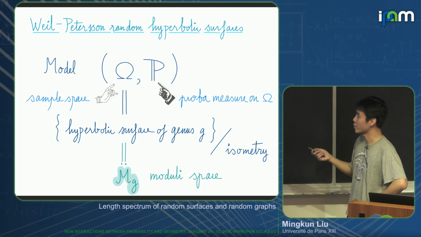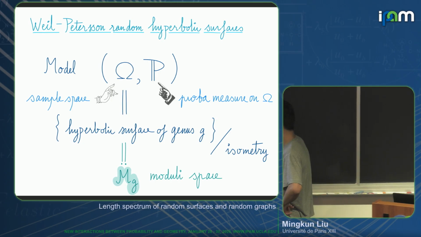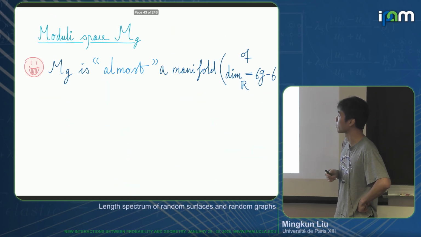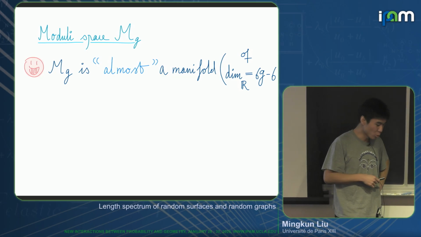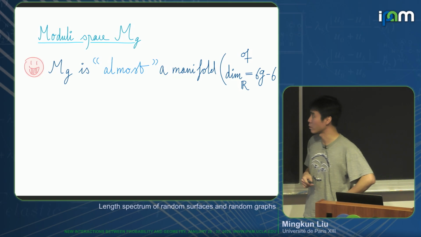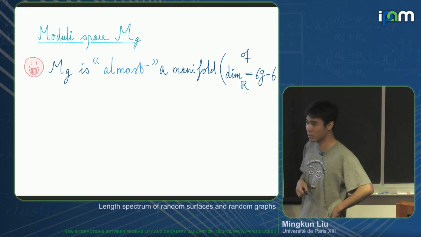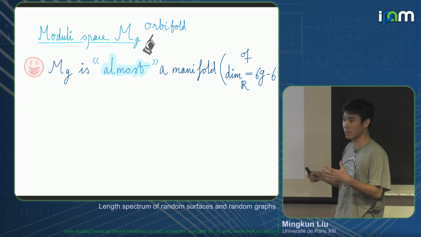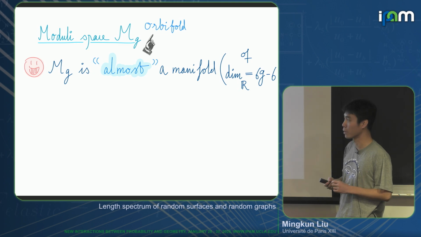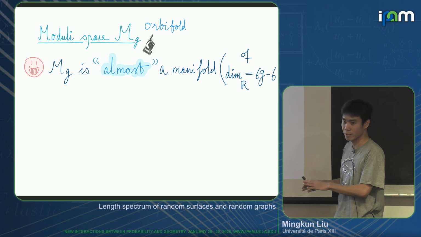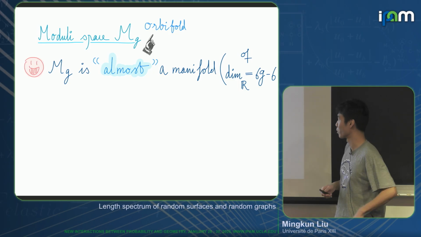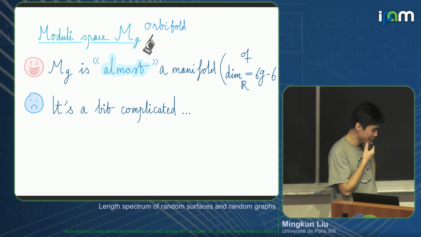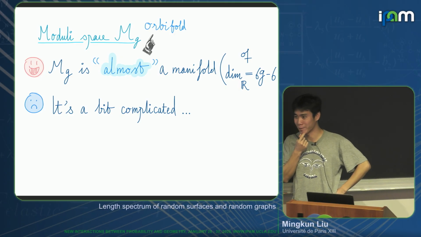Okay, so now we still need a probability measure on the moduli space M_g, but just before that, let's take a closer look at this moduli space M_g. First of all, the good news is it's a very nice space. It's almost a manifold of finite dimension. Dimension is 6g - 6. And I say almost because it's actually an orbifold, meaning that it has some topological singularities, but this is really the most friendly singularity you can imagine. So it's not really a problem, actually. The real problem is that its topology is rather complicated.